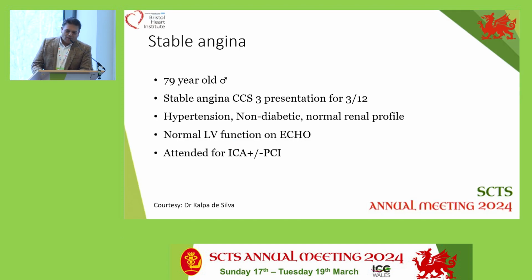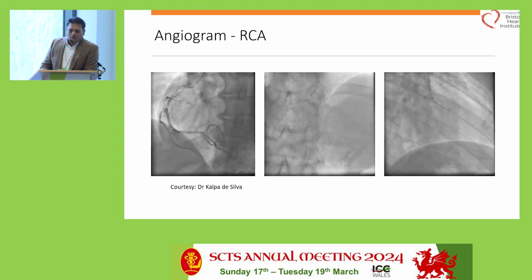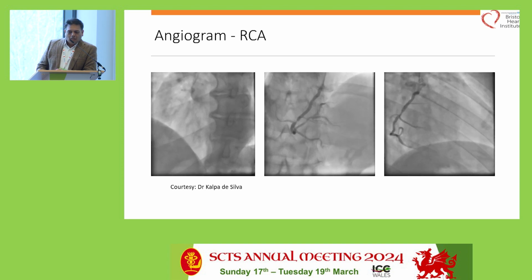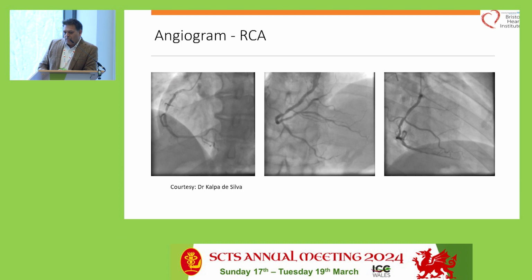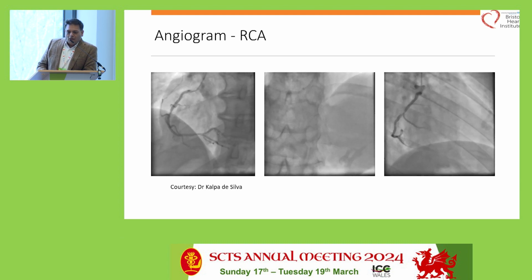Now, I'll show a couple of examples of how this technology can be used. This 79-year-old man with CCS class 3 angina, hypertension, non-diabetic, and otherwise in good health, attended for an angiogram. You can see the assessment of the right coronary artery here. The RCA has a mid-vessel lesion that appears 70 to 80%, roughly speaking, 60 to 80%. But in principle, it's not a 90, 95% stenosis.